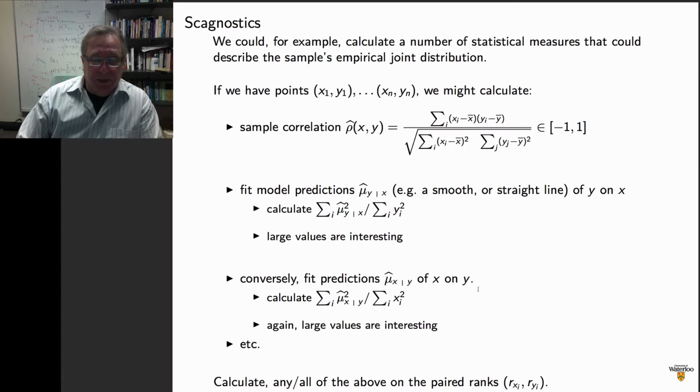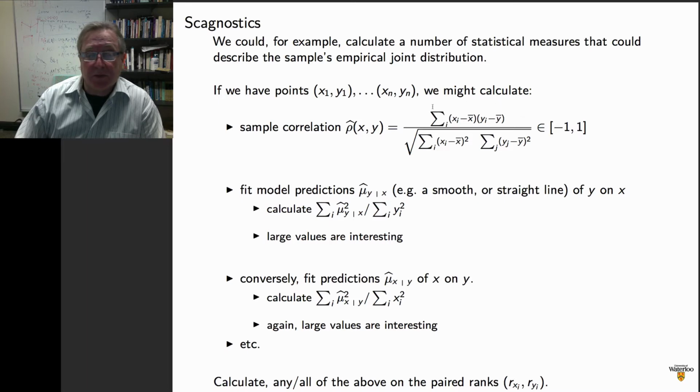The other way we can look at smoothing: there's maybe no reason to assume y is the response and x the explanatory variate, but rather the other way around, x is the response and y is the explanatory variate. We could calculate that in that direction. Maybe even if we're thinking about it in one direction or the other, we might calculate both of these and take the max over them. There are lots and lots of possibilities. And we could apply any of these to transformations of the data. So, for example, an interesting transformation is taking the ranks.